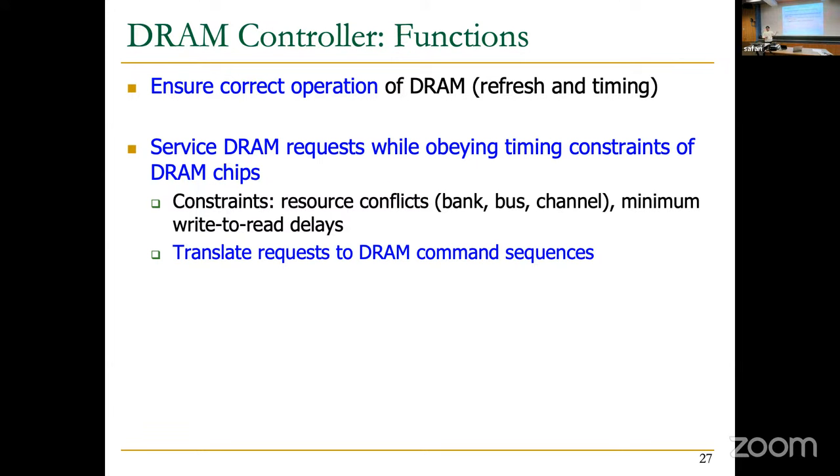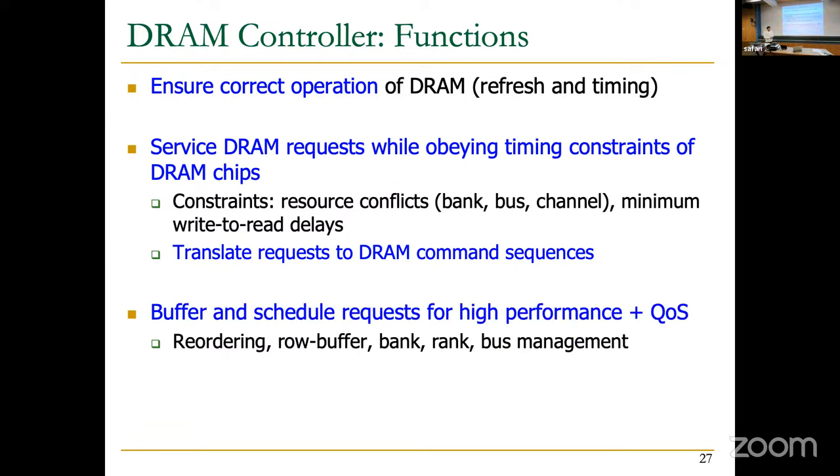The controller must translate requests to DRAM command sequences. This means that you have a memory request with a physical address. Now, how do you map it to your DRAM chips or DRAM channels, ranks, banks, rows, and columns? It's also easy to overwhelm the memory system with a lot of requests in our systems today because we have many request injectors, like the processor or the last level cache, various hardware accelerators, the network chips, and the GPUs, for example. To serve these requests while maintaining some performance guarantees or quality of service guarantees, the memory controller has to buffer these requests, right? And buffering and scheduling them involves reordering requests, managing the row buffer, bank states, and the write and read bus.